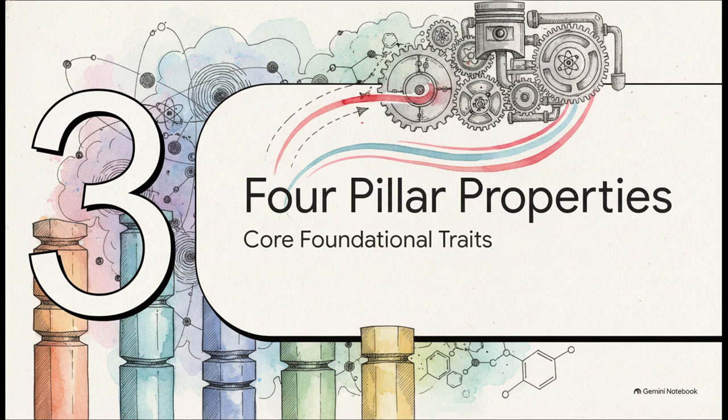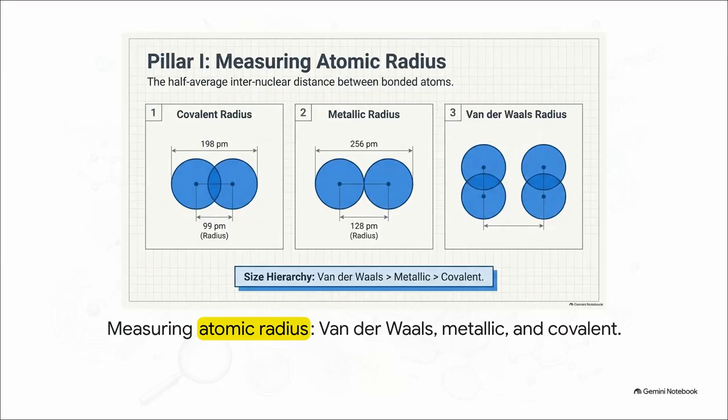Now for section 3, the 4 pillar properties. These are the core foundational traits driven by that engine. Our first pillar is atomic radius. Now, because electron clouds are fuzzy and don't have hard edges, we measure radius by looking at the distance between 2 bonded nuclei. And there's a very clear size hierarchy.